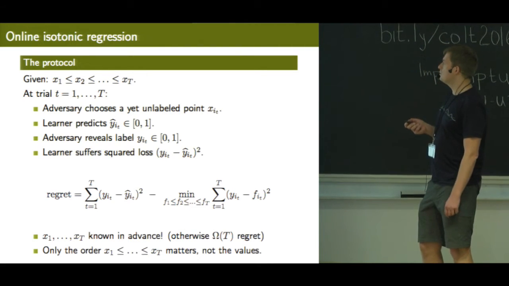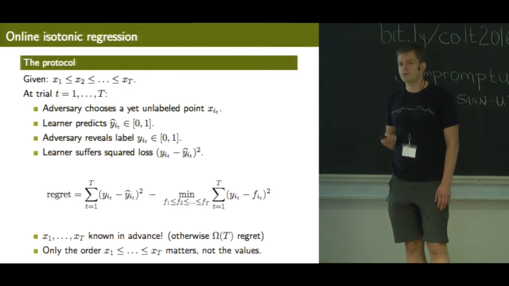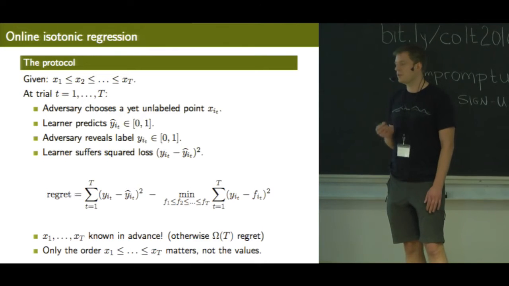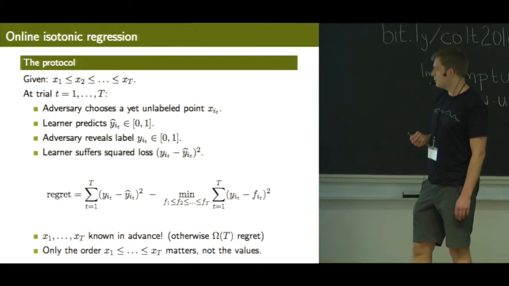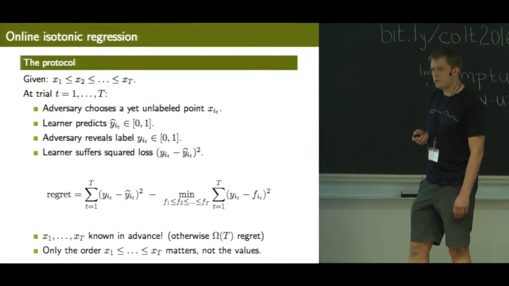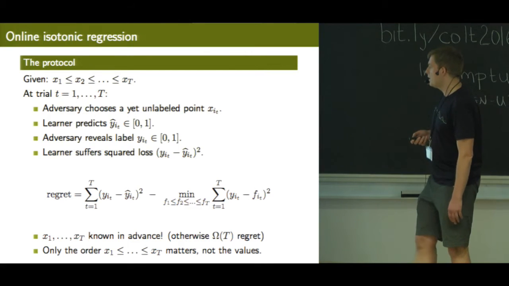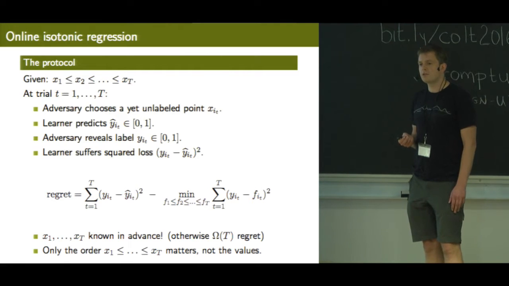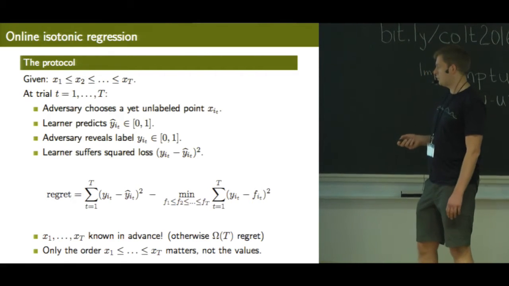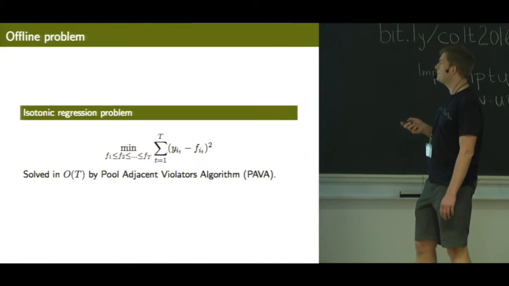First of all, the learner needs to know the x values, the x points, in advance, because we can show that if this is not the case, then the adversary can choose x during the game in such a way that any algorithm will suffer regret which is linear in T. And the other thing is that actually only the order of x matters, since we are competing with an isotonic function. It doesn't really matter that much what particular values those x have.